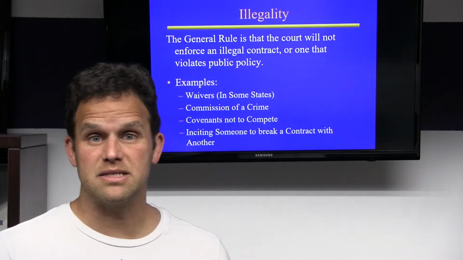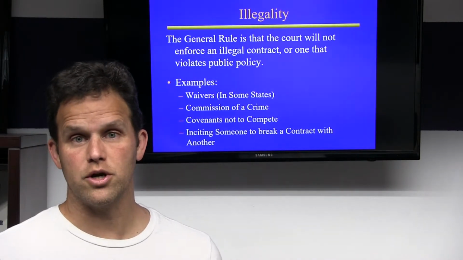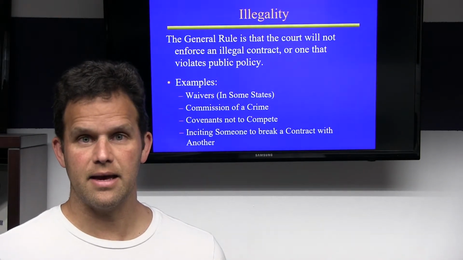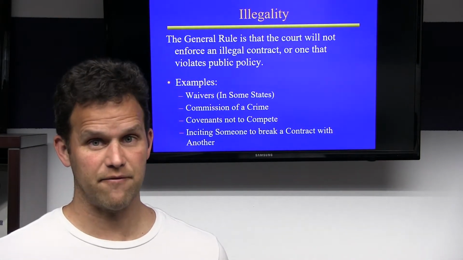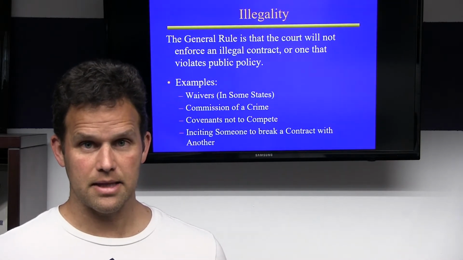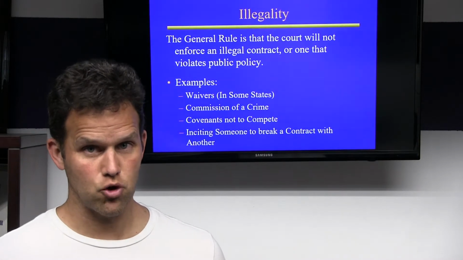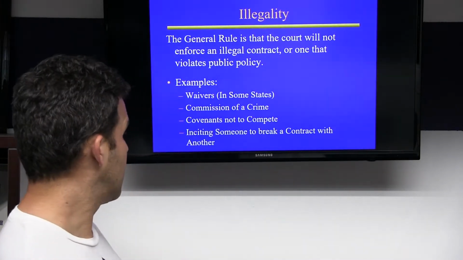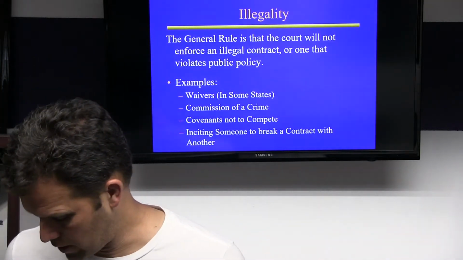Could be covenants not to compete in the sport world, where, say, a student athlete is signing for a school that had played in the same conference, but that conference has a non-compete clause within their legislative body, and that student doesn't know that or understand it, and neither does the coach. Well, that contract would be null and void. Or inciting somebody to break a contract.